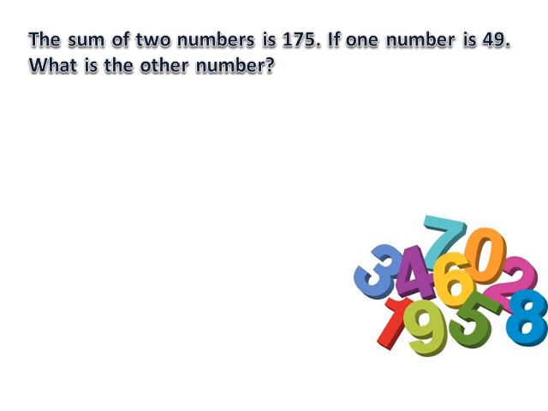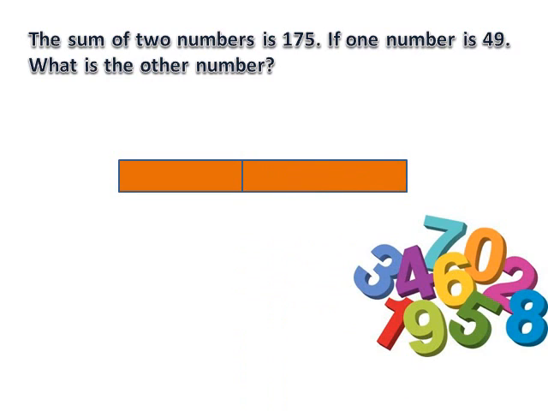Problem. The sum of two numbers is 175. If one of them is 49, what is the other number? All right, so what's the first thing we need to do? Okay, let's pick up the important information. It says we have two numbers. Let this yellow box be one of the numbers, and let this other box be the other number. So you can see now we have two boxes. Okay, one is smaller than the other.